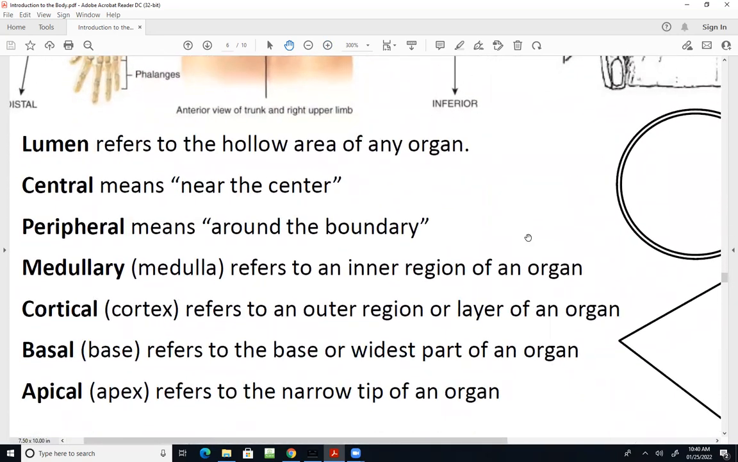Some other commonly used terms that you're going to see a lot this semester. Lumen is going to refer to the hollow area of an organ. And we find that a lot of our organs are hollow structures, like your stomach, for example, where your food might be sitting right now. And I say sitting, it's obviously not just hanging out, relaxing, but it's being sloshed around, if you had breakfast anyway. That is the hollow area of an organ.